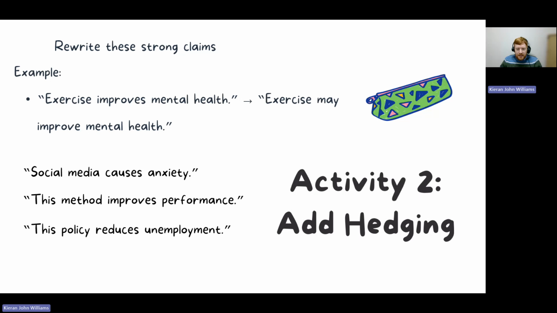Okay, so now in this next activity, we are going to be trying to hedge some claims for ourselves. You will practice adding some hedging to some strong statements. Okay, so we got here, exercise improves mental health. Now, does it always do this in every situation? Well, that would be very difficult to claim. So we can instead claim that exercise may improve mental health. Now, this small change makes the sentence much more academically appropriate.